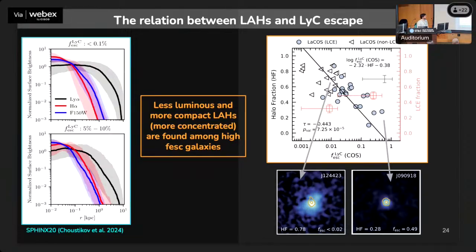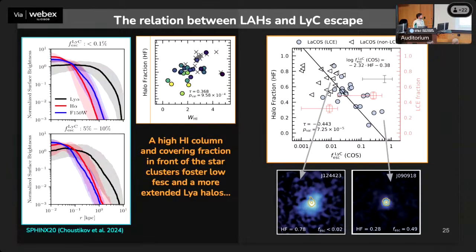And this result is in agreement with simulations, and it's always a relief when your observations agree with the simulations. This nice work by Nikolai Chausikov in 2024, they saw exactly the same thing using SPHINX hydrodynamical simulations, and we corroborate their predictions. We also find a correlation not only between the halo fraction and fesc, but also between the halo fraction and the equivalent width of the HI lines.